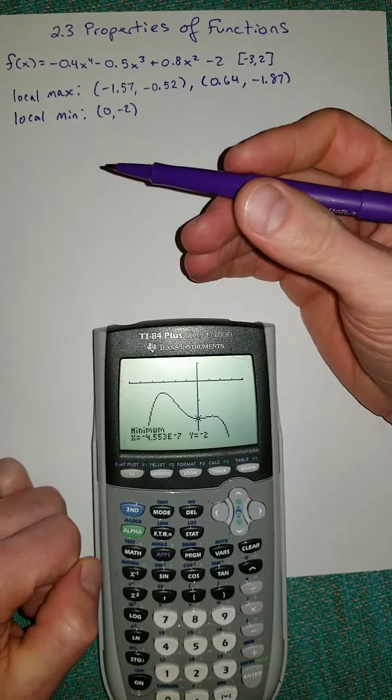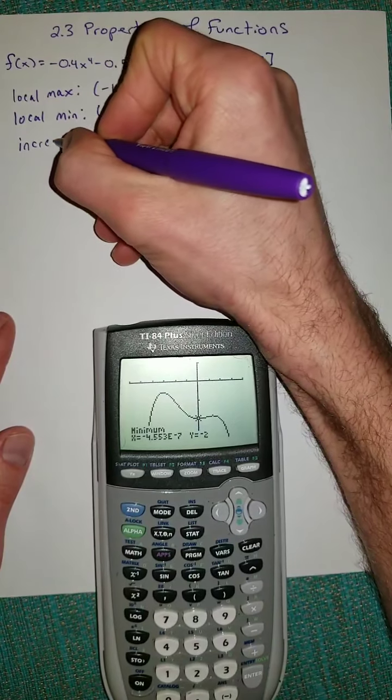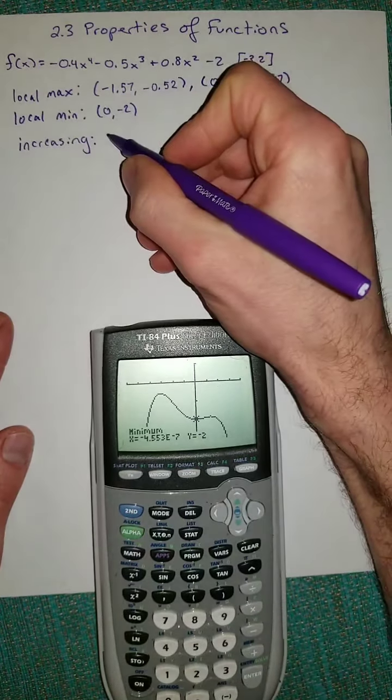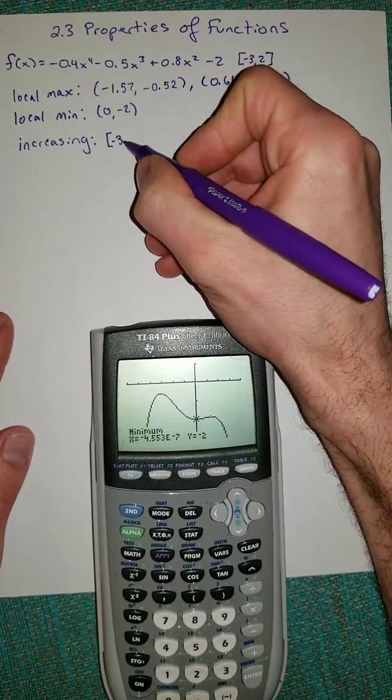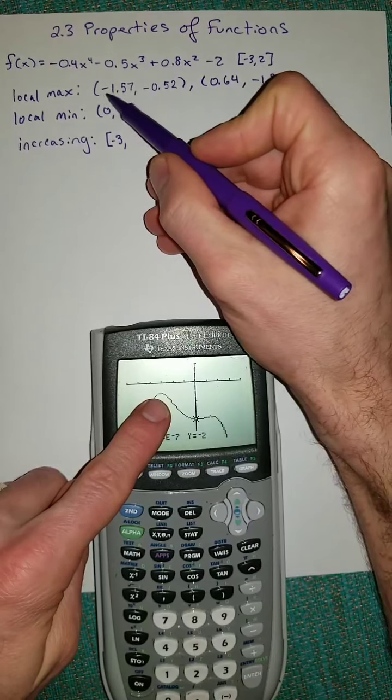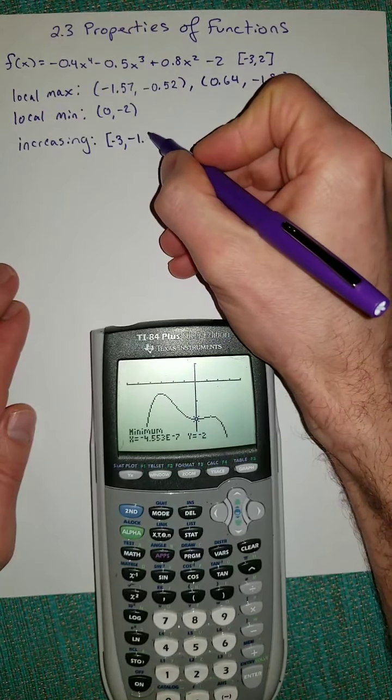Okay, so I've got my local max, my local min. Now, on this interval, I can then determine where the graph is increasing and where it's decreasing. It's increasing from the left endpoint up to that max. So for increasing, I know that it's going to start at -3 and go up to that maximum. Well, that local max was at -1.57.